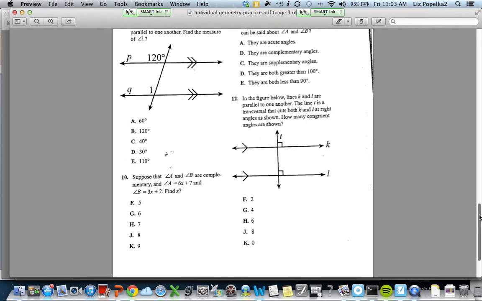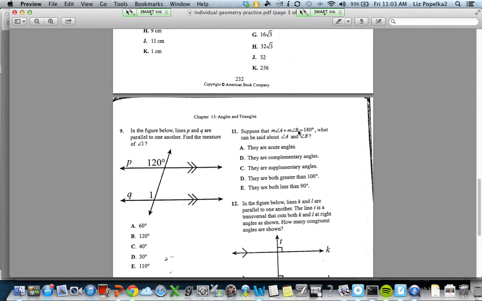Number 11. It says, suppose that A and B are both 180 degrees. What can be said about A and B? So let's just look at our answers. They are acute angles. Remember that acute means that they're below 90 degrees. So if they're both acute angles, the highest they could be would have to be like 89 point something. So if you add an angle together that's 89 plus 89, that's not going to add up to 180 degrees. So they can't be acute angles.